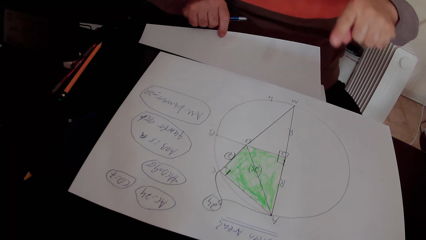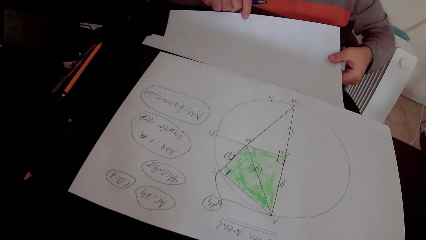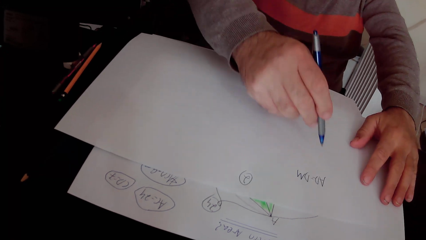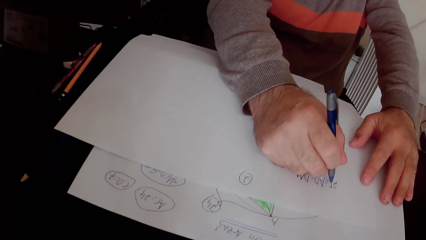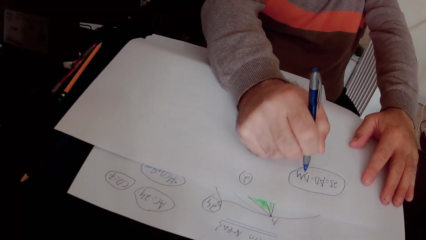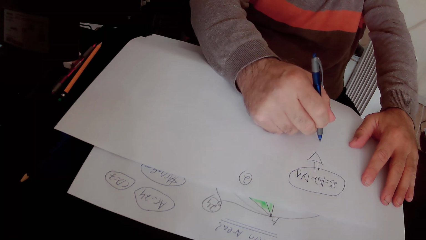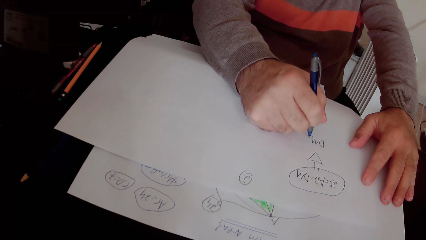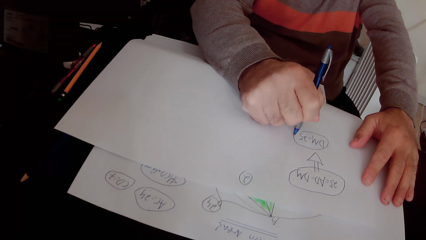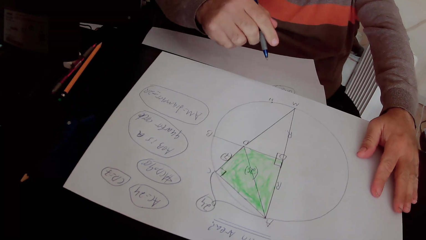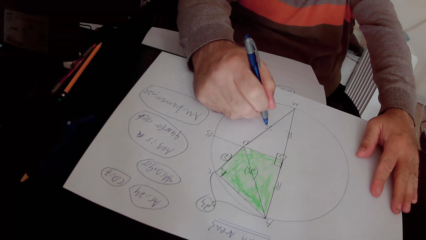But AD equals 25. So AD equals 25. And from this equation, 25 equals AD equals DM, we derive that DM is also equal to 25. DM equals 25 units in its length.